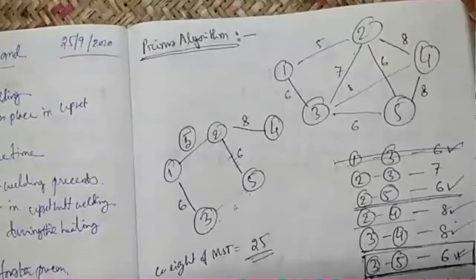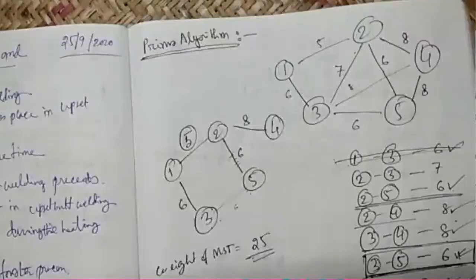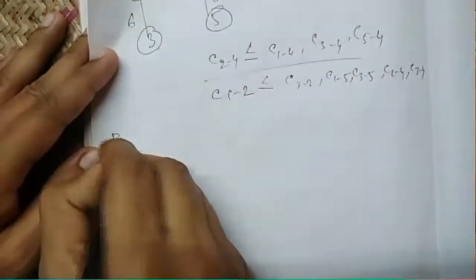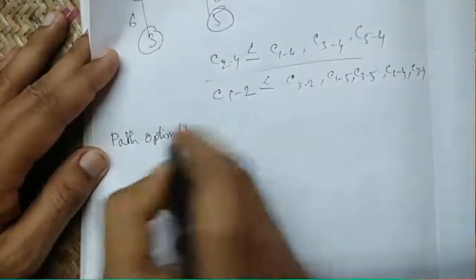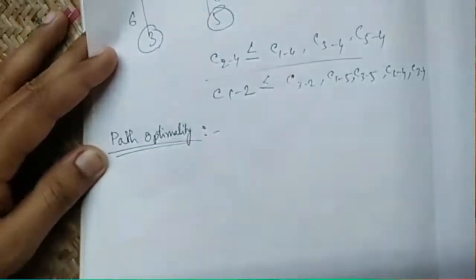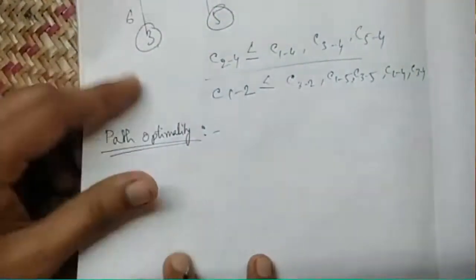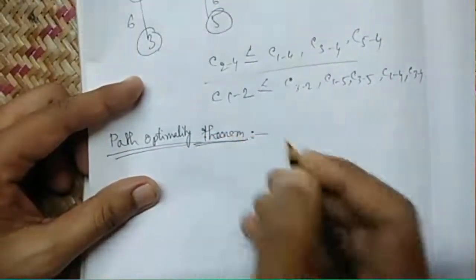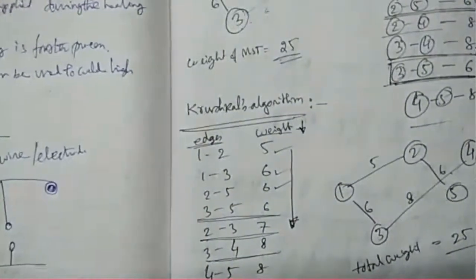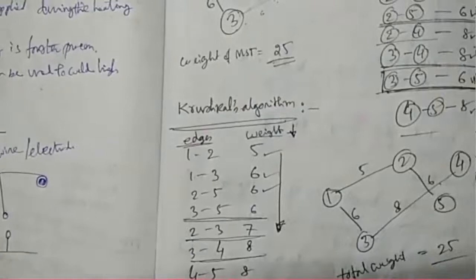Yes, sir. Okay. So now next we will go to path optimality theorem. Here we will check the optimality. And you will find that it directly justifies the Kruskal's algorithm.